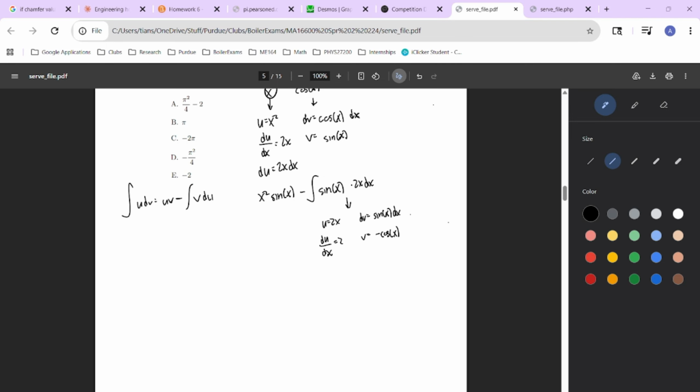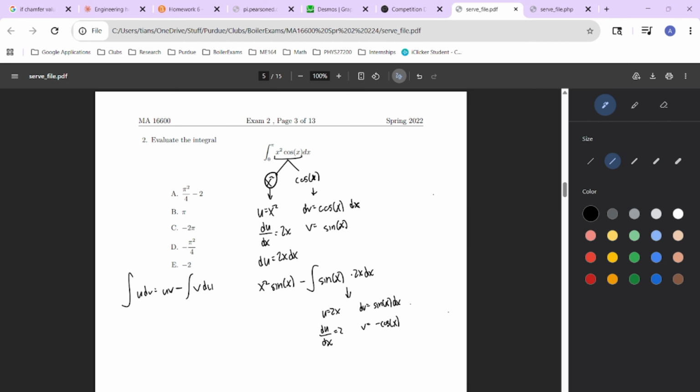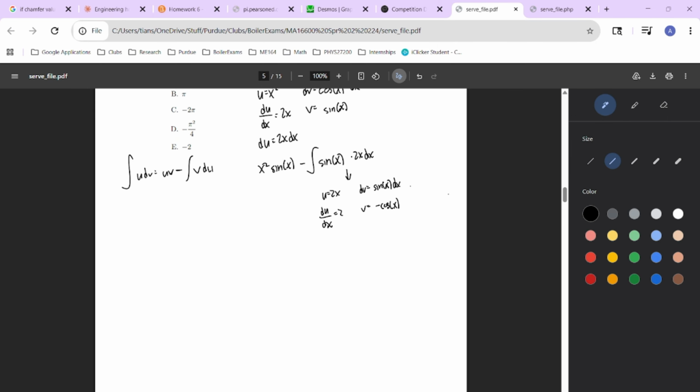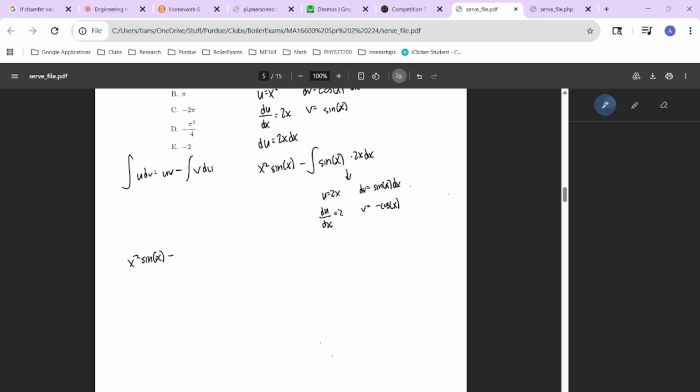And so integration by parts happens one more time. As in the first problem, I'm leaving out the bounds, and I'll reincorporate them later, just so I can save space and save writing time. So this becomes x squared sine of x minus, and what does this become? This becomes its own uv minus the integral of v du.